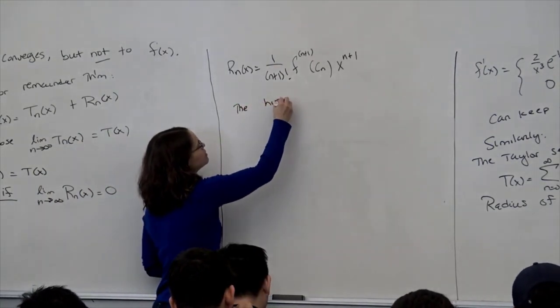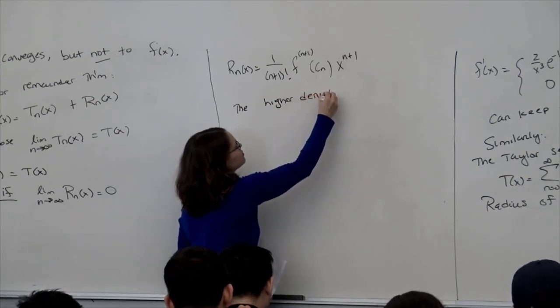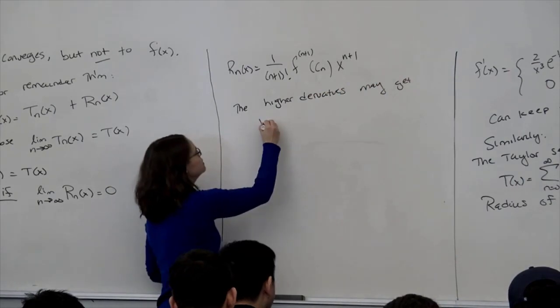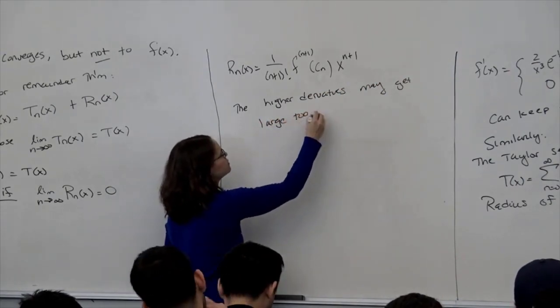Higher derivatives, although they exist, may get large too quickly.